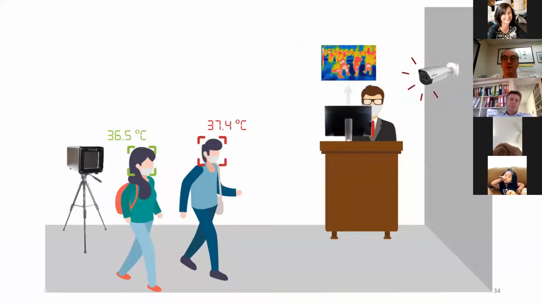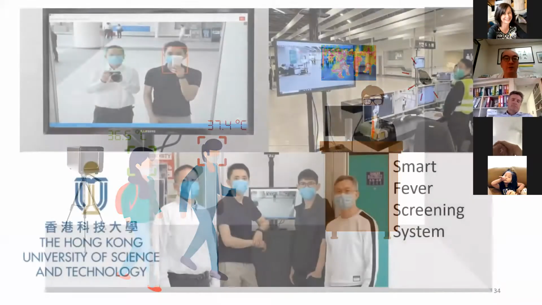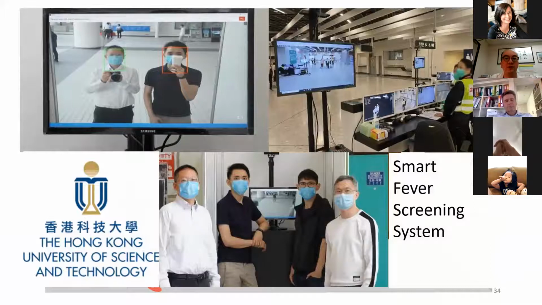And this is one of the initiatives from one of our local universities. So instead of looking at 2 different screens and trying to identify who lights up on the screen, they have combined the 2 screens into one, and whoever has the fever will be automatically highlighted on the monitor. They call this a smart fever screening system.